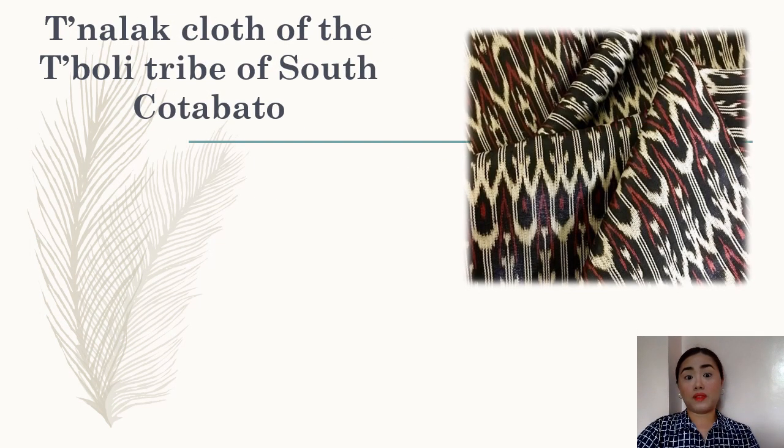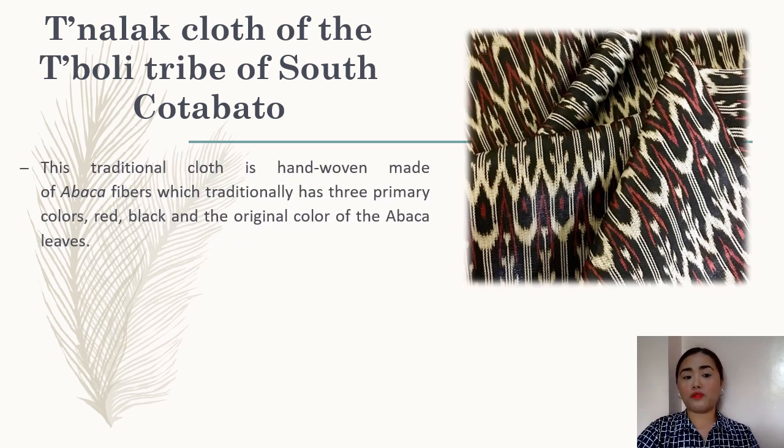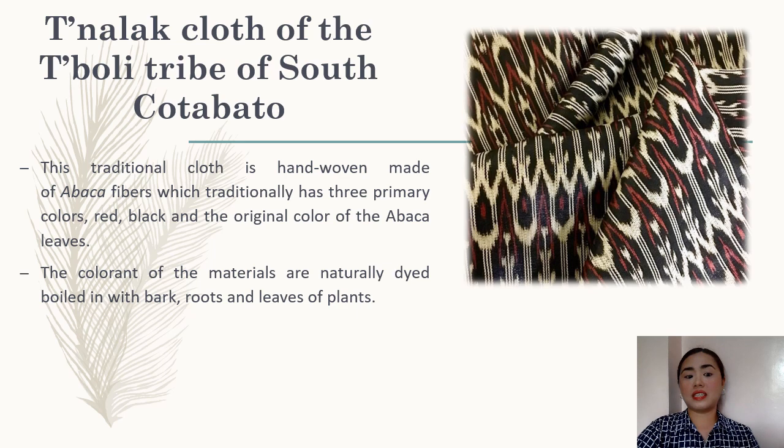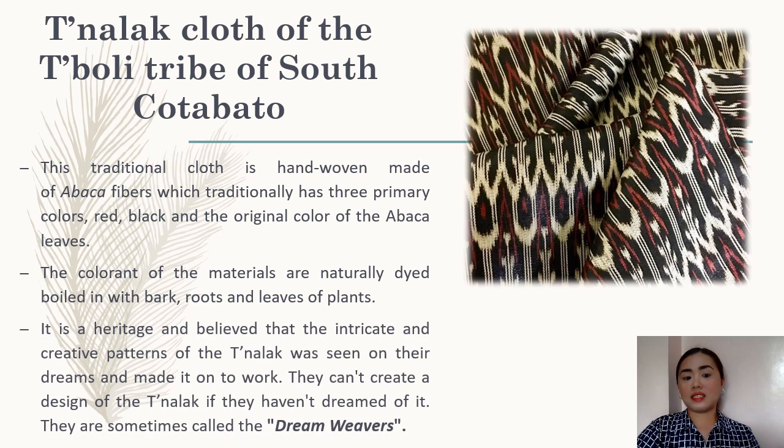Now, this is an example of the Tinalak cloth of the Tboli tribe of South Cotabato. This traditional cloth is hand-woven, made of abaca fibers, which traditionally has three primary colors. You have red, black, and the original color of the abaca leaves. The colorants of the materials are naturally dyed, boiled with bark, roots, and leaves of plants. It is a heritage and belief that the intricate and creative patterns of the Tinalak were seen in their dreams and made into work. They cannot create a design of the Tinalak if they haven't dreamed of it. They are sometimes called the dream weavers.